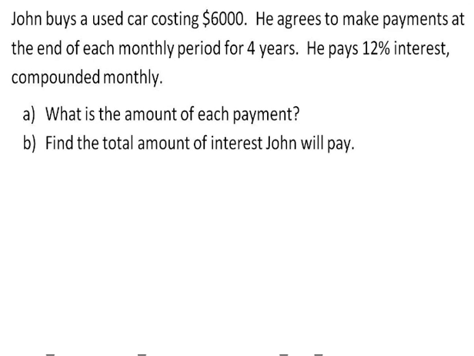Now in this example, John buys a used car costing $6,000. He agrees to make payments at the end of each monthly period for 4 years, and he pays 12% interest compounded monthly. Now the question is, what is the amount of each payment he will have to make?